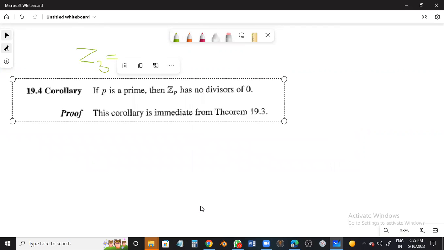If I deal with Z7, you find out the table of Z7, multiplicative table. You'll find in no column you get 0, except for you multiply to 0. So in ZP, there is no zero divisor provided P is a prime.